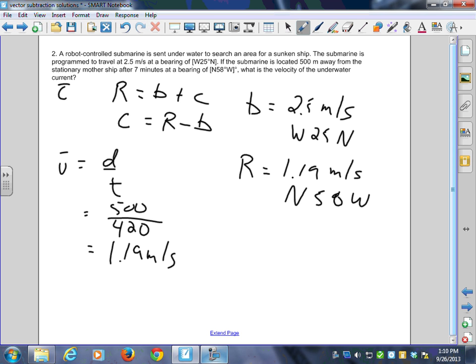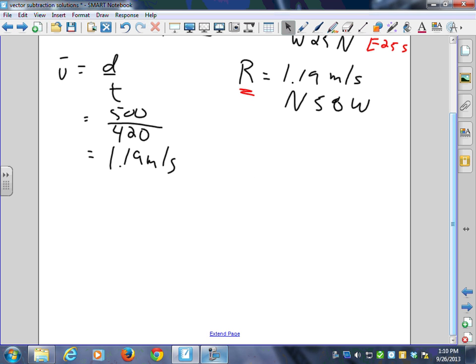Okay, so we're going to have to find our current, we're going to have to go resultant minus boat. Resultant here, subtract the boat. So we're going to have to turn that boat into a minus B, so it's going to be the same thing. It's going to be 2.5 meters per second, but instead of west 25 north, it's going to be east 25 south, and we're going to add those together. Just need to make some more room here.